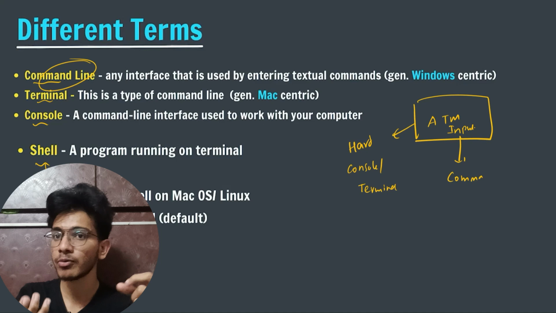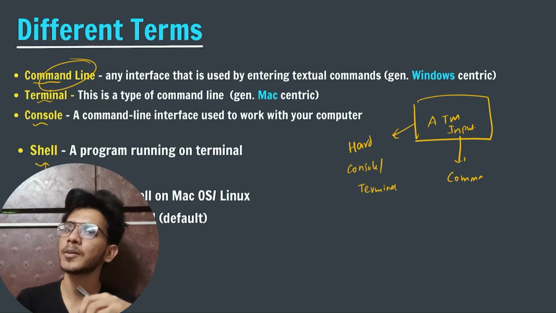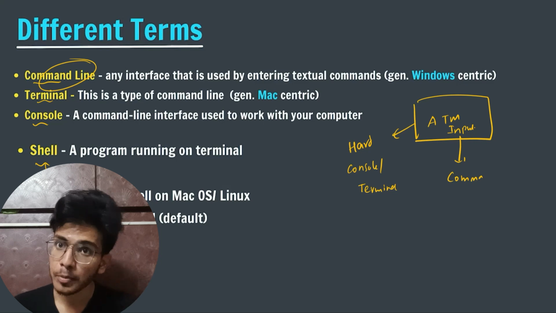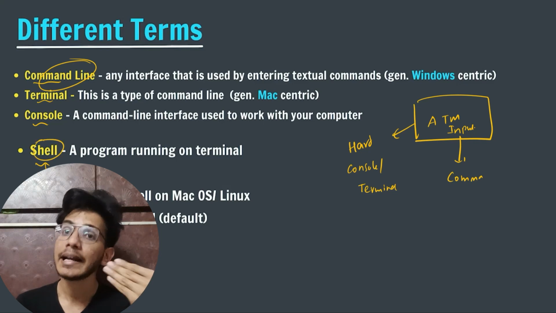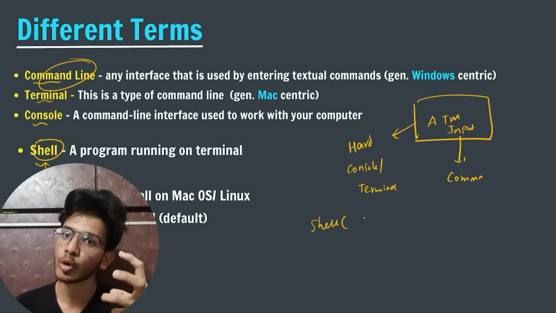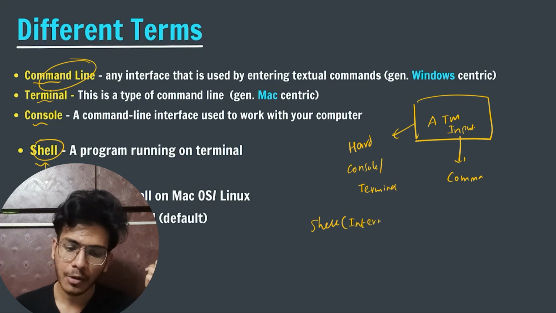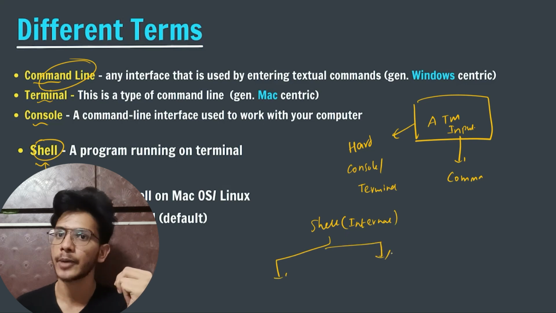Some internal process will happen, and that process will happen based on the program. Whatever program is there in the ATM, based on the program we will perform some operations and get some output. So that program is nothing but shell. And in shell we have two types. Shell is the internal program of our terminal, and inside shell we have mainly two types of programs.